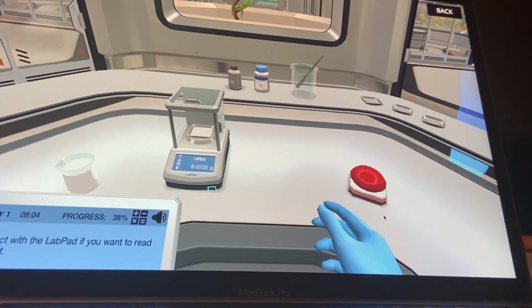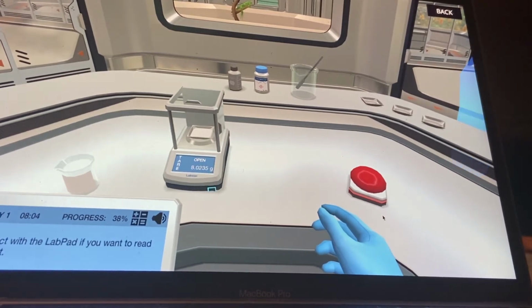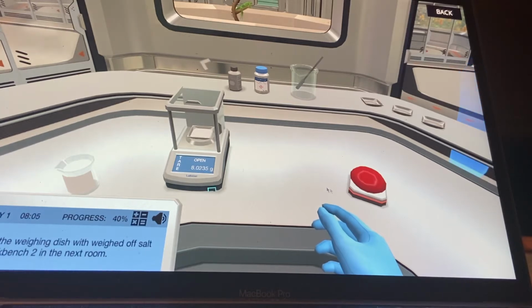The balance's display might not read exactly 8.024, but remember, the weighed-off mass only has to be precise enough for us to yield a solution at 0.300 molar, which has 3 significant digits. A crucial decision awaits you concerning which container to use for getting the concentration just right. Take the weighing dish with the weighed-off salt to workbench 2 in the next room.